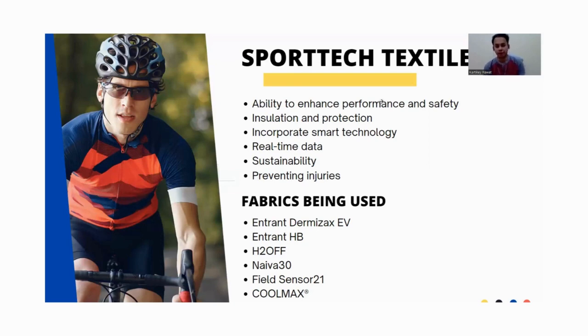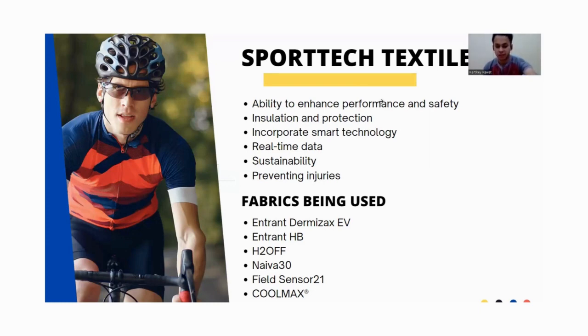Next is H2OFF. It is a polyester microfabric with a unique high-density weave structure that features superb and durable water repellent capabilities. It has an enhanced breathability with wind resistance. This fabric has a soft hand and is ideal for outdoor activities as well. Next is Naiva 30. It is a bi-component filament yarn fabric that has good moisture permeability, is lightweight, and soft. This fabric is used in manufacturing wearables and other active sportswear as well.